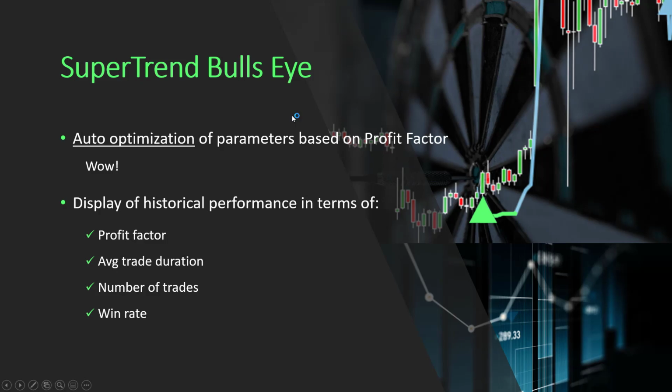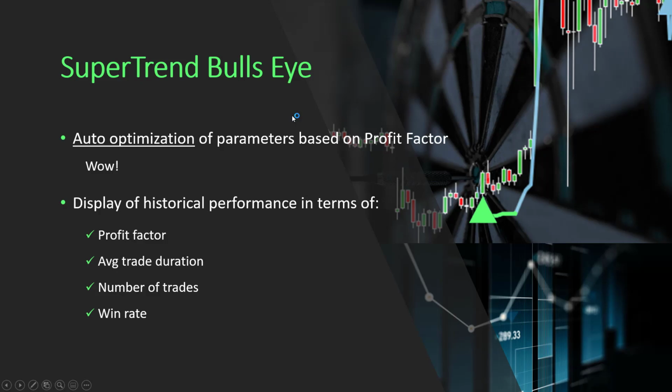Well, it looks at historical price action, and based off the history of price, it will look at which settings would have given us the best outcome. And these optimized settings will then be used moving forward. Okay, so this is what we call the auto optimization feature of SuperTrend Bulls Eye.